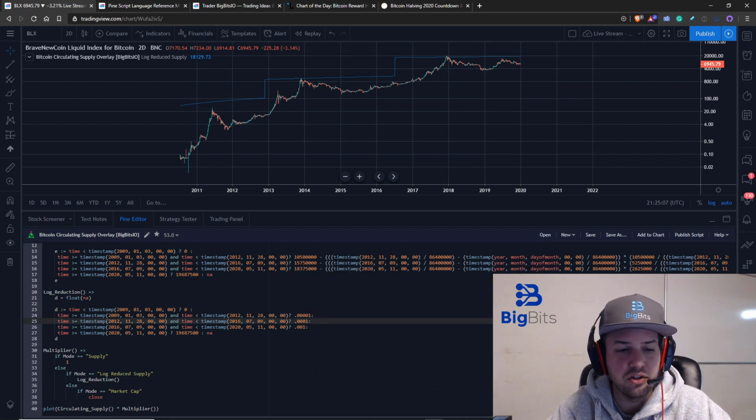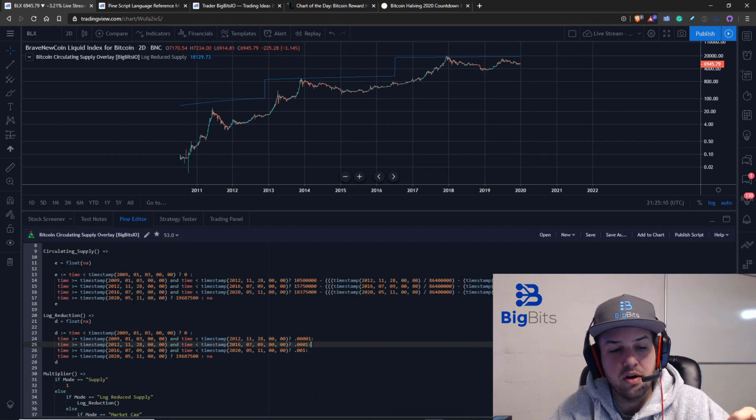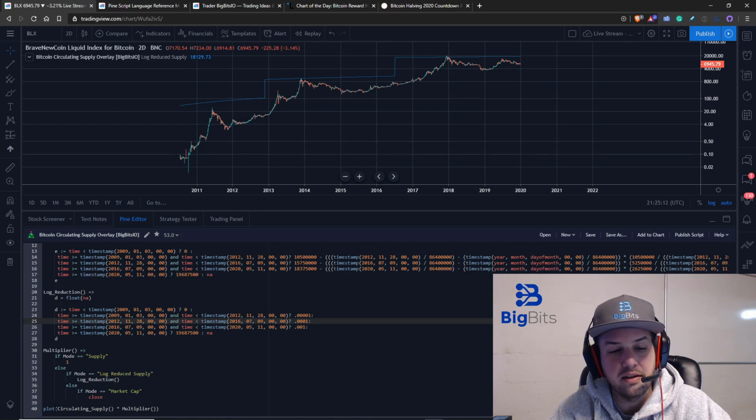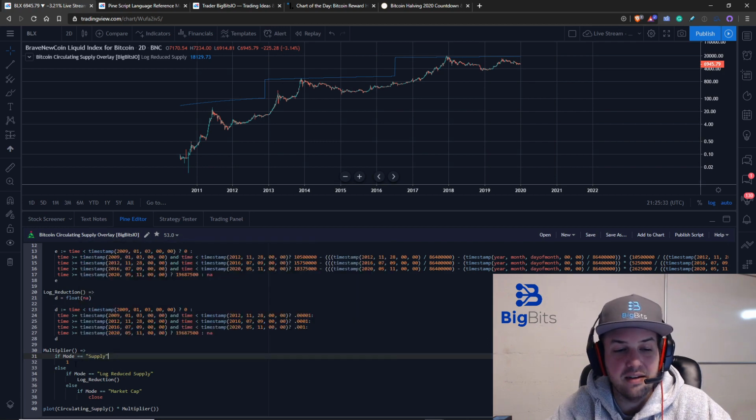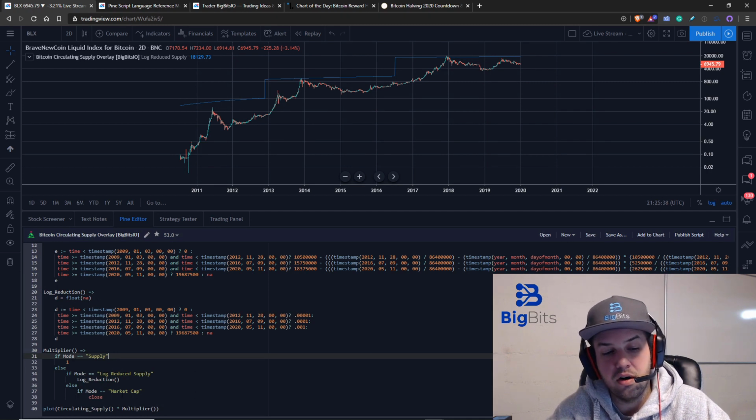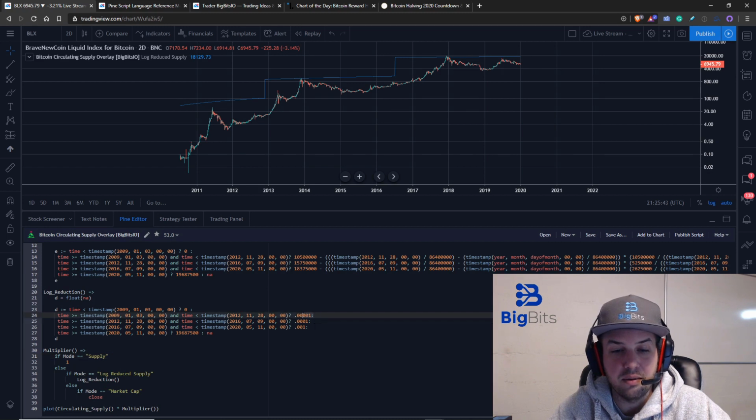Now, the other function we have is just for the multiplier. So we've returned our circulating supply when we're going to do our plot down here. And we have different modes, so I did an if-else nested branch here. If the supply is the mode that we're on, we just multiply the circulating supply by 1, so it equals itself. And if that's not the case, then if the mode is the log reduced supply, then for the multiplier, we return back the log reduction, which is this function that would return back the multiplier that we're talking about.